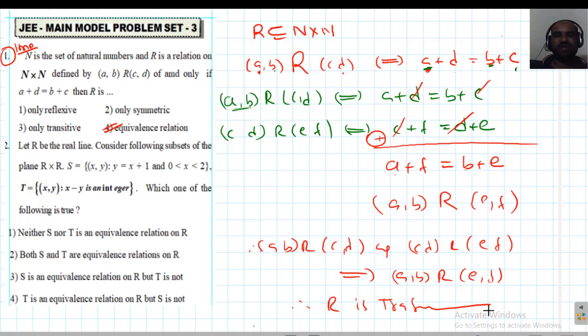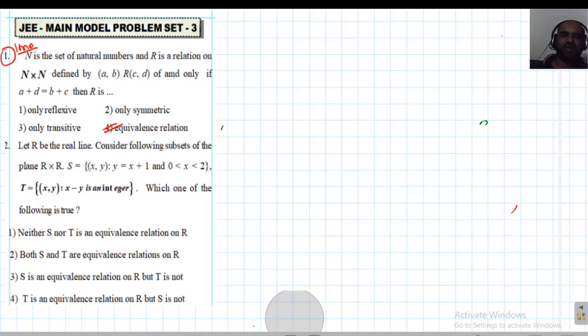R is reflexive, symmetric, and transitive. So R is an equivalence relation. At last you should write: therefore R is reflexive, symmetric, and transitive, so it is an equivalence relation.